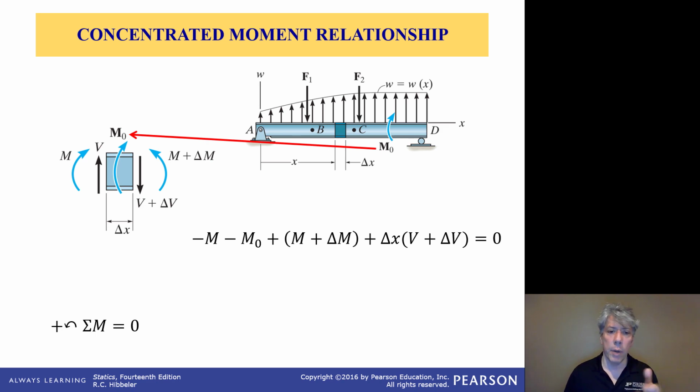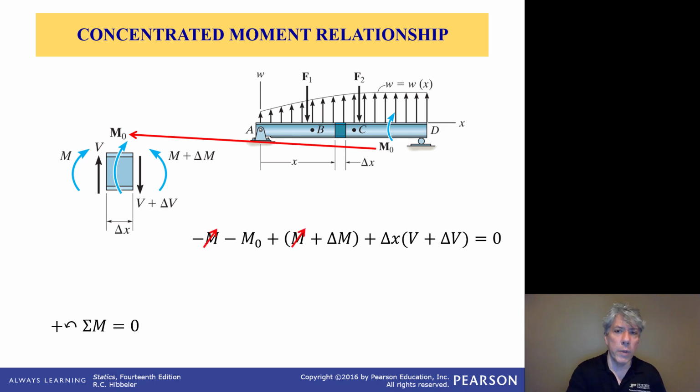When I said the sum of moments are equal to 0, well, they have to be 0, otherwise this little segment would start to angularly accelerate or turn. And so the moment on the left-hand face is negative in our equation. The concentrated moment itself, M naught, is also in the negative direction. It's in the clockwise direction, so we write negative M naught. And then the moment on the right-hand side face, both the moment and the difference in moment are both positive, so we write those as positive. And then we have a moment due to the shear on the right-hand face. That's going to end up going away, but for the sake of completeness, I've included it.